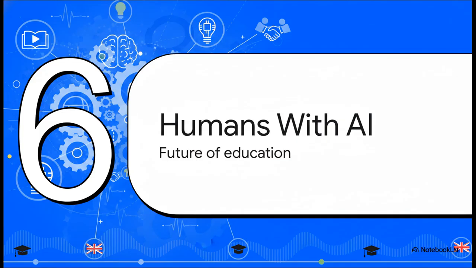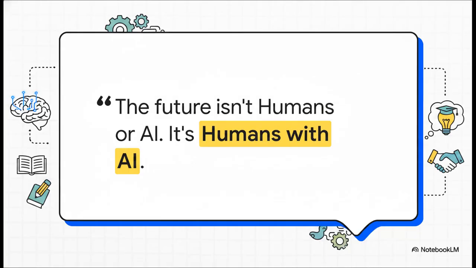Section 6, Humans with AI. I want you to just take a second and let this sink in. The future isn't humans or AI. It's humans with AI. We aren't locked in some battle against the machines. The future of education is figuring out how these incredibly smart tools can support us, while making absolutely sure that the creativity, the empathy, and the final judgment stay right where they belong, in human hands.